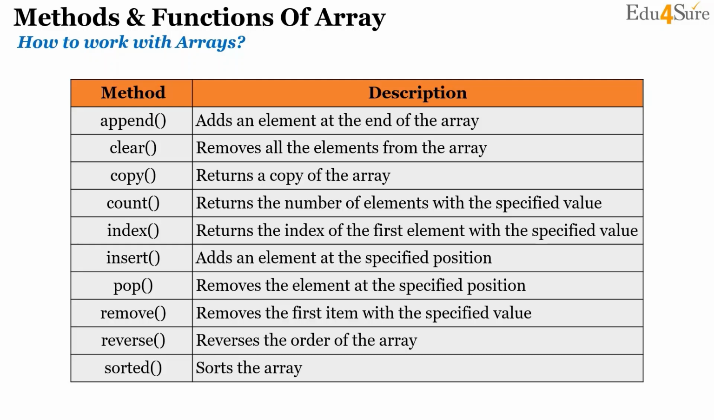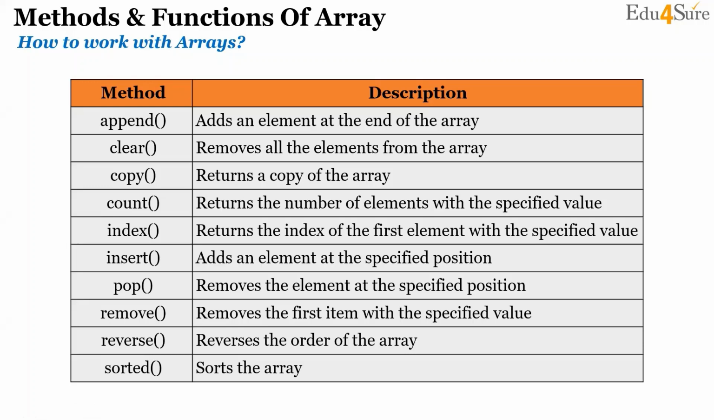The pop method removes the element at the specified position. The remove method removes the first item with a specified value. The reverse method reverses the order of the array. That means the entire array is reversed, starting from the last value to the first value. Sorted sorts the array.